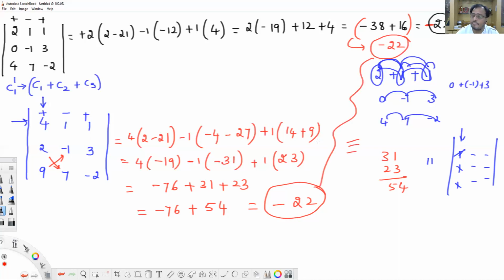It is the same. That means confidently you can add columns, you can subtract columns. In the same way, you can add and subtract rows. You can multiply every element of any row or column by the same number, and the result can be added to any other row or any other column, and the value of the determinant is not altered. So this is the property. In the next class, I'll be going for the proof. Thank you, my dear students.